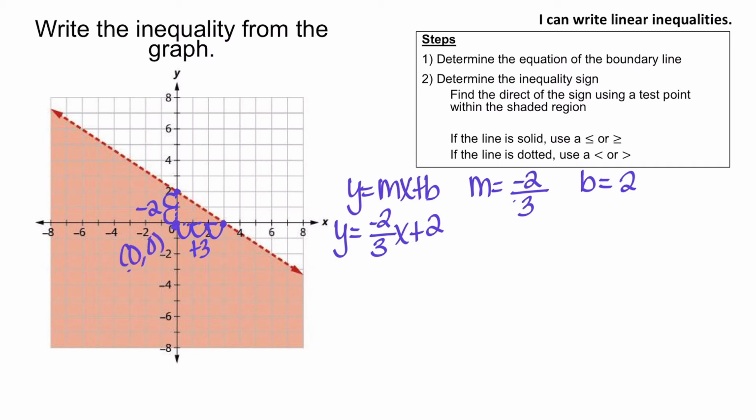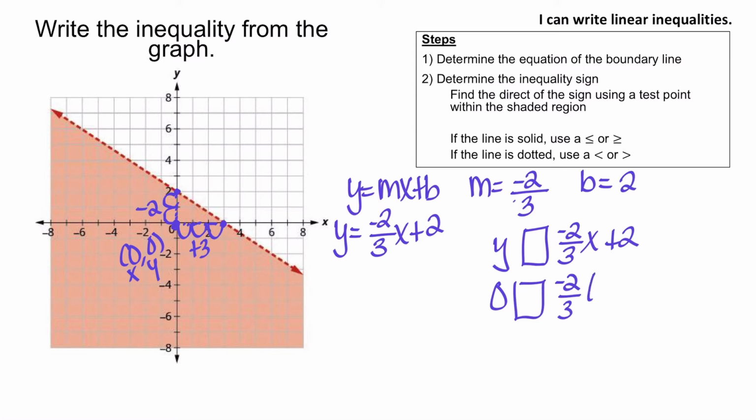So if I use 0, 0 for x and y, I can plug in to figure out my inequality sign, right? I have y and then some inequality sign, -2/3 x plus 2. I've chosen to plug in 0, 0, so I have 0, some sign, -2/3 times 0 plus 2. So that means I have 0 and then some sign, -2/3 times 0 is 0 plus 2. So I have 0 and then something, 0 plus 2 is 2.